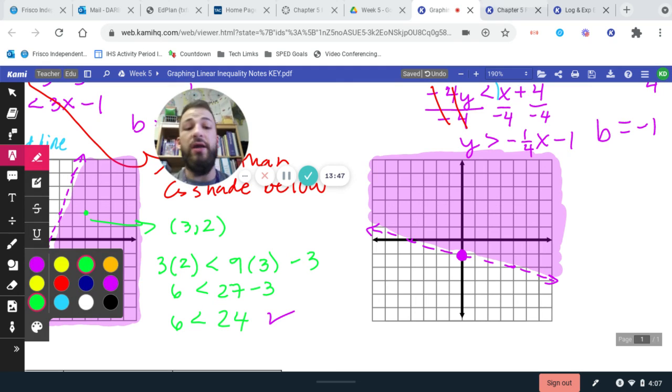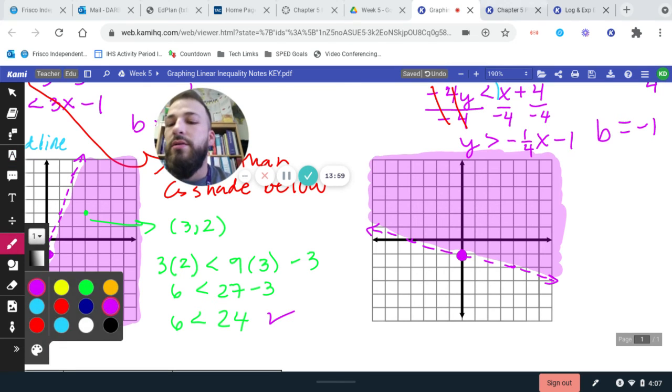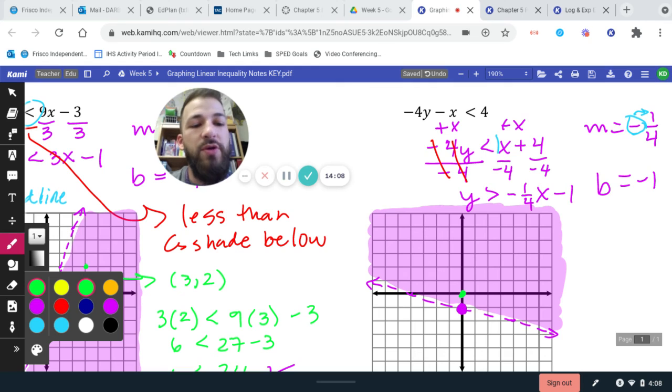Okay, and just to check, because I always think it's good to check to make sure we are correct. We can plug in any point, it doesn't matter which. Oop, undo that. Let's pick a nice easy one. I'm going to pick the origin, 0, 0. And we can plug that point into our original inequality. So negative 4, parentheses 0.